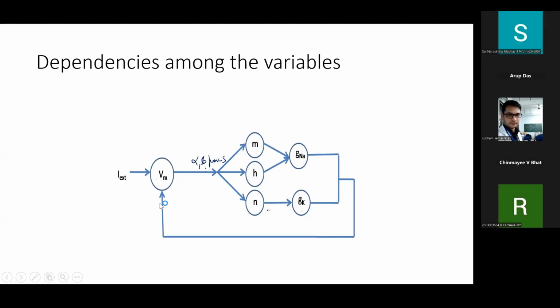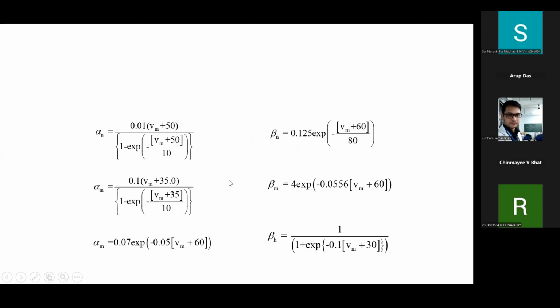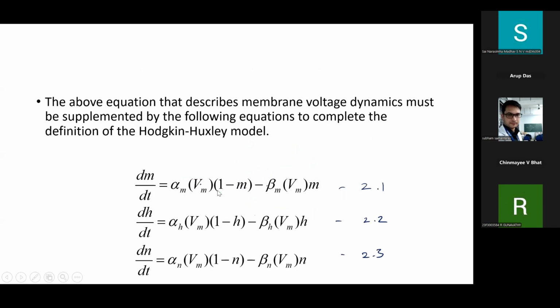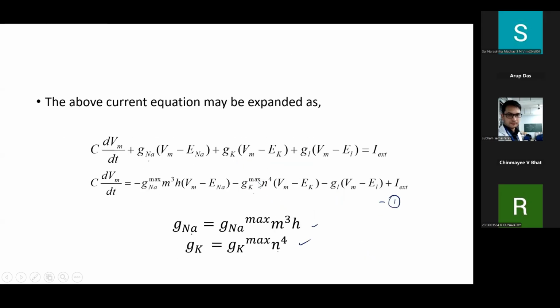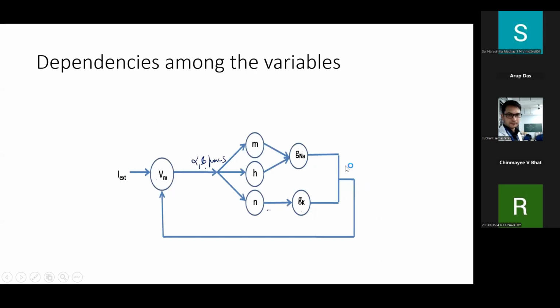So it's a pretty complicated model, and the dependence of various variables looks like this. The membrane voltage controls the alpha and beta functions through this formula. The alpha and beta functions control M, H, and N. Then M, H, and N control the conductances, which in turn show up in the voltage dynamics master equation. And that in turn controls the VM, and the loop closes. This is the entire loop and all the relationships between all the variables.